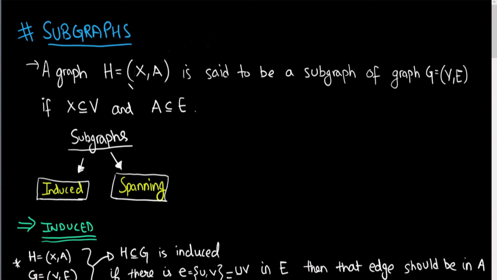A graph H (X, A) is said to be a subgraph of graph G, that is (V, E), if X is a subset of V and A is a subset of E. As usual, the notation is the same: this is your set of vertices, and this is your set of edges.